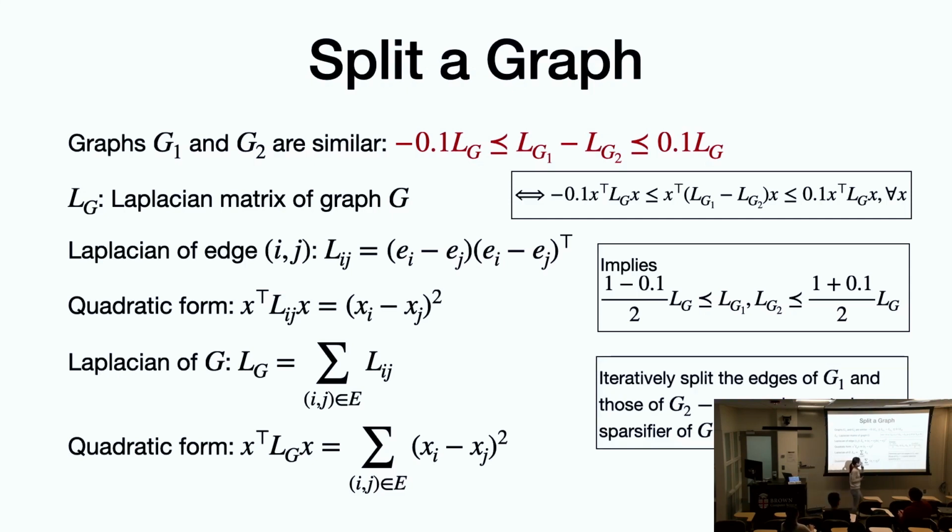Okay, if we iteratively split these subgraphs G1 and G2, then after some iterations, we will get very good sparse subgraphs of G, which are very good spectral approximations for G.